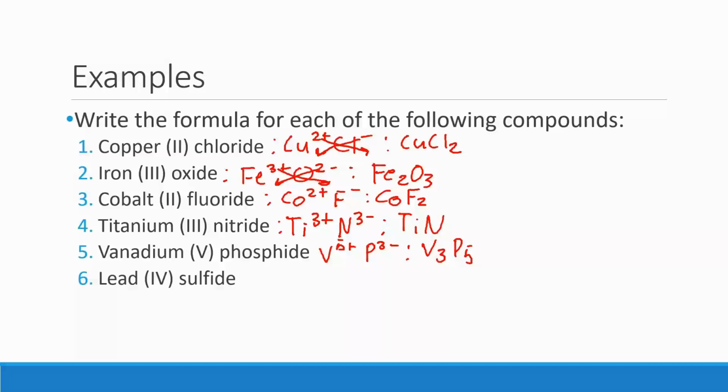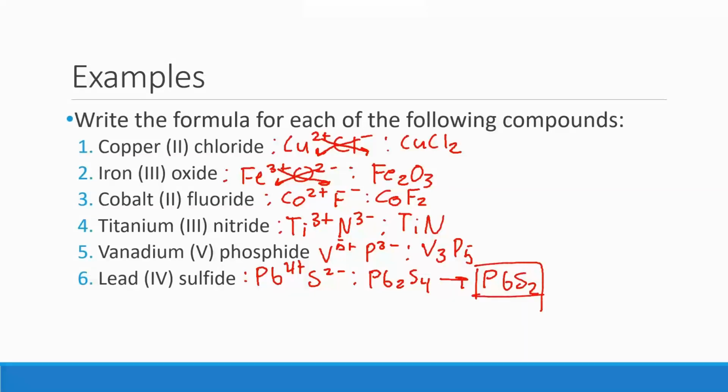And then lastly, lead 4 sulfide. Lead is Pb. The 4 next to it stands for the fact that it has a 4 plus charge, and sulfide is going to have a negative 2 charge. When you crisscross these, you'll end up with Pb2S4, but whoops, look at that. These are common factors of each other, so you're going to simplify both of these by 2. So this is really going to be PbS2.